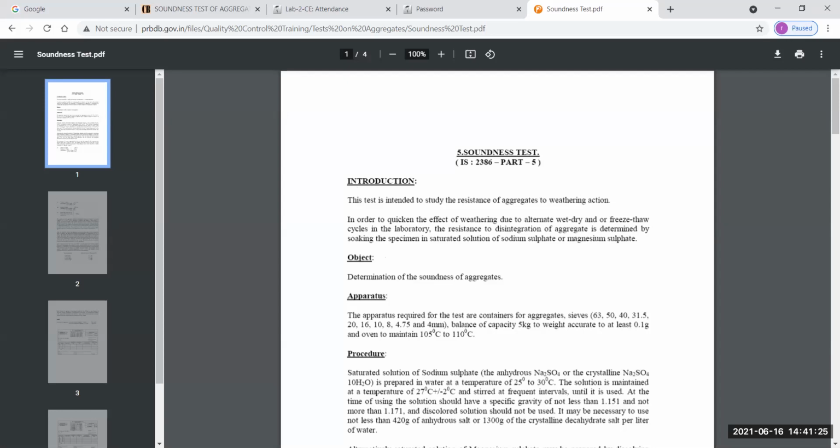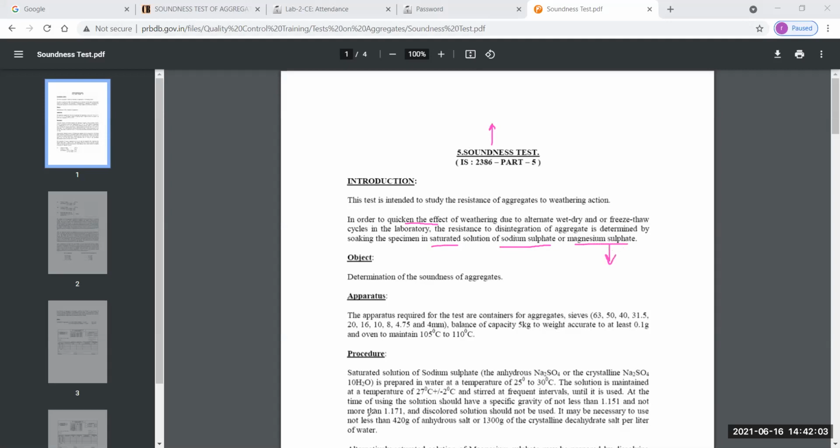So basically, in soundness test, we check the durability of our aggregate. So I think this thing is clear. This test is intended to study the resistance of aggregate to weathering action. Here, in order to quicken the effect of weathering due to alternate wet, dry, and freeze thaw cycle in the laboratory, the resistance to disintegration of aggregate is determined by soaking the specimen in saturated solution of sodium sulfate and magnesium sulfate.